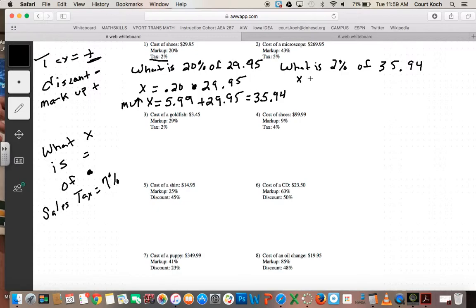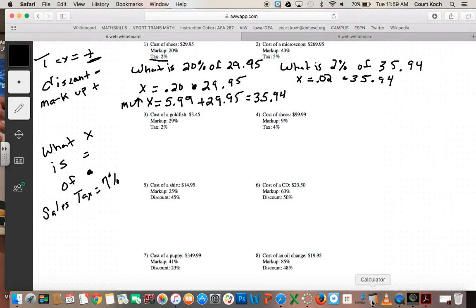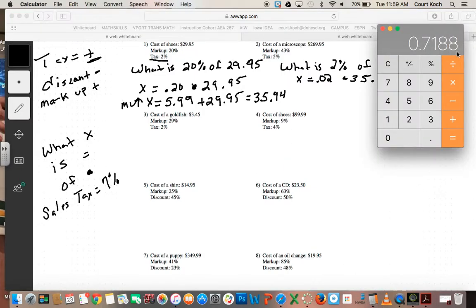What? X is equals 7%. I'm going to change that back to a decimal. 0.07 times 35.94. Do the math. 0.07 times the 35.94. And I see that it's 0.7188. Well, I have to convert this into dollars and cents.